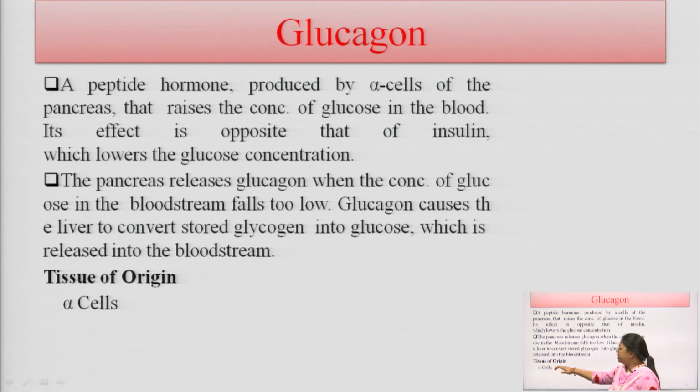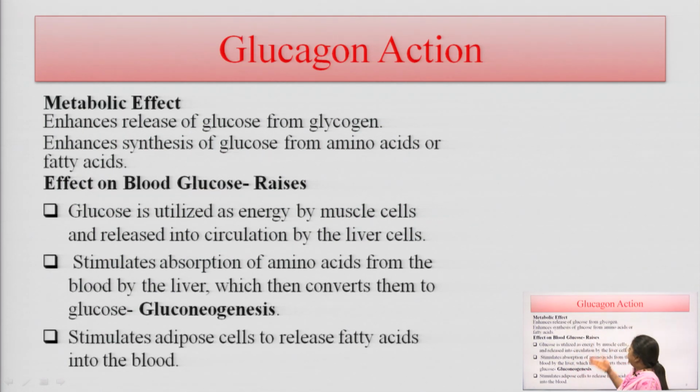What is the tissue of origin? Alpha cells of the pancreas. What is their action? They enhance the release of glucose from glycogen, and also enhance the release of glucose from free fatty acids or amino acids, like gluconeogenesis, which we already discussed in the last chapter. So, the main purpose of glucagon is to increase the concentration of glucose in the blood. The effect of glucagon on blood sugar level is that it rises.